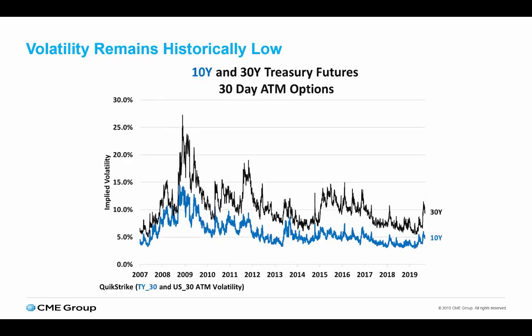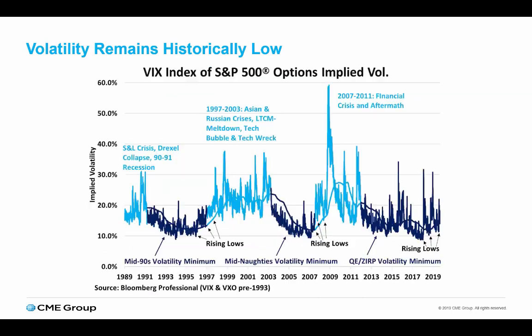Same thing with government bonds. Government bond options have spiked over the last few weeks, following in line with what's happened with gold. We've also seen equity index options starting to rise off their lows, but remain at very, very low levels.